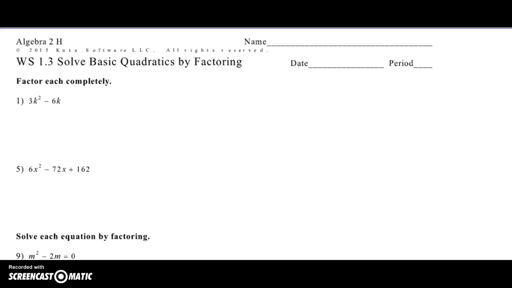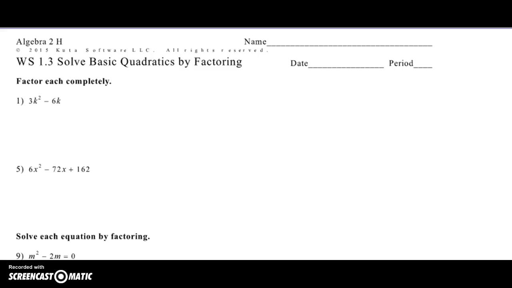So you're looking for a GCF, if there is one. If there is, undistribute it. If there's not, go right to unfoiling. Okay, so we're just factoring only. Don't worry about the solving part yet.